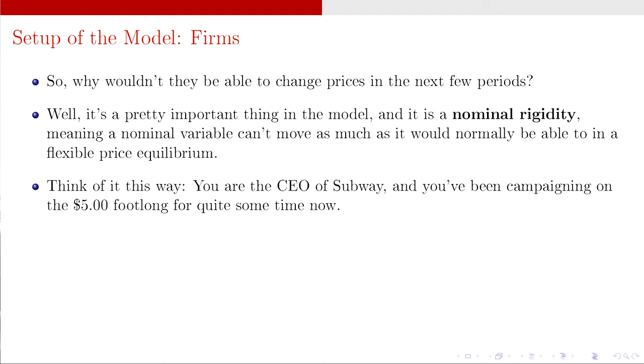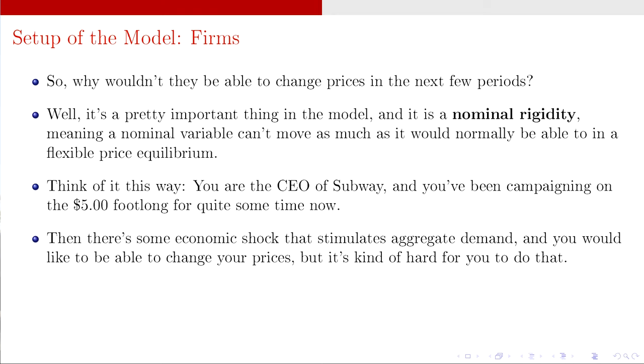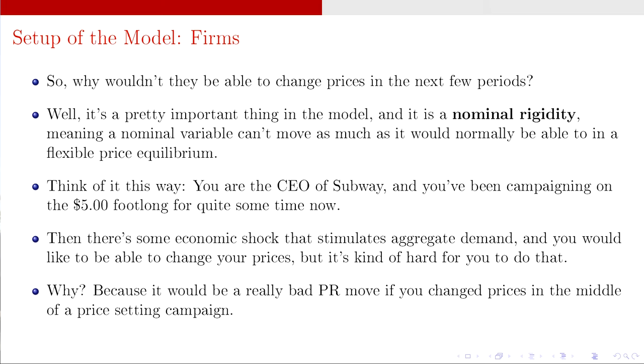So let's think of it through a cool little example. Let's say you're Subway, and you've been campaigning on this $5 footlong for quite some time now. I believe it was first introduced in about 2008, and it seemed like a pretty good deal for them. But there have been tons of economic shocks that stimulate aggregate demand over the years, and you'd like to be able to change your prices, but it's kind of hard to do that because it would be a bad PR move if you just changed prices in the middle of this price-setting campaign. You're running on a $5 footlong, and then there's this aggregate demand shock, and you think, oh man, it'd be so much better if we just had $6 footlongs instead of $5 footlongs, but that doesn't have the same nice little flow to it. It doesn't jive the same way.